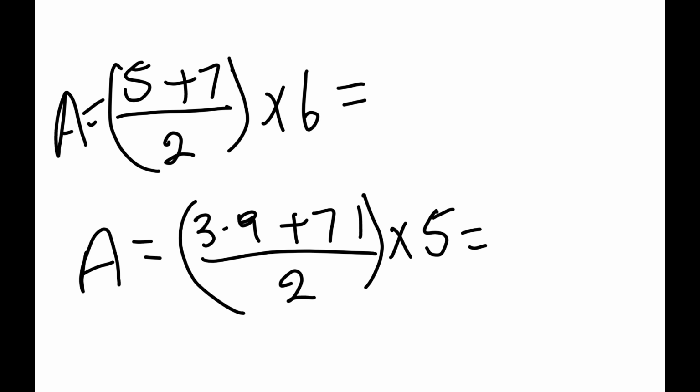You got 5 plus 7. 5 plus 7 is 12, divided by 2 is going to give you 6. So 6 times 6 is 36 centimeters squared.